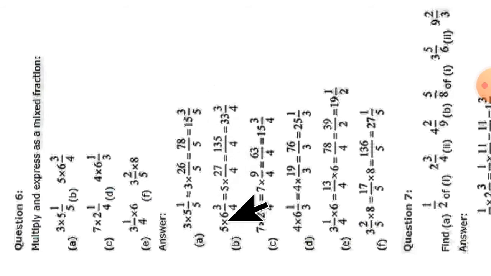Second one, 5 into 6 integer 3 upon 4. So 6 4s are 24, 24 plus 3 will be 27. So 5 into 27 upon 4 equals 135 upon 4. Divide 135 by 4, you will get 33 integer 3 upon 4.